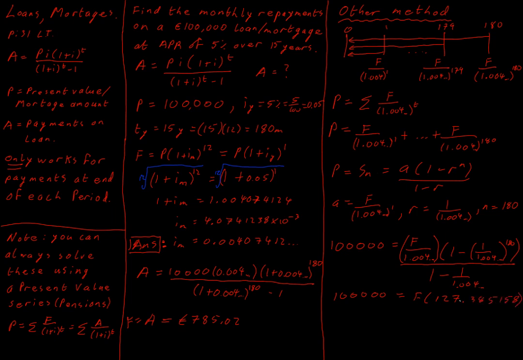127.385,158. Divide both sides, and we get f is equal to 785.02 euro. So again, just dividing both sides. So rearranging is we just divide by what the f is multiplied by, and this is going to be our monthly repayments. You can see that this is identical to what we get from the other formula.